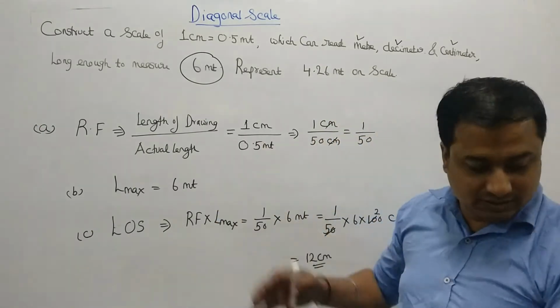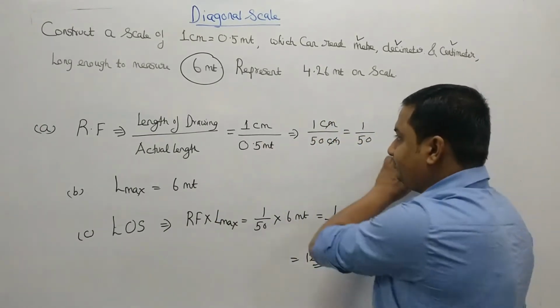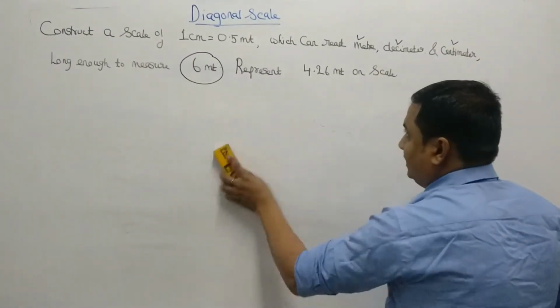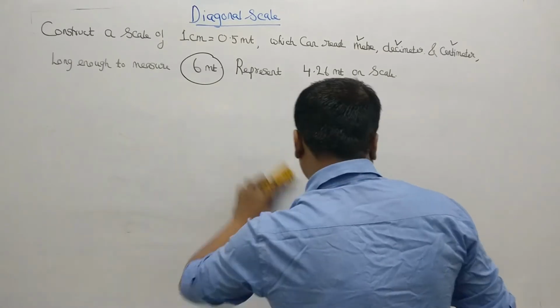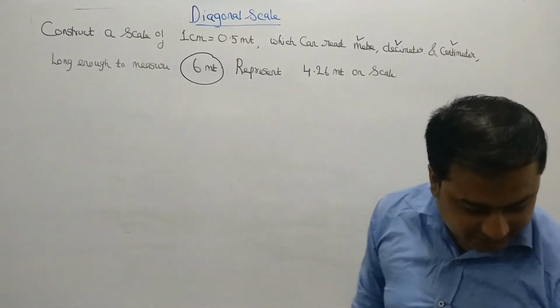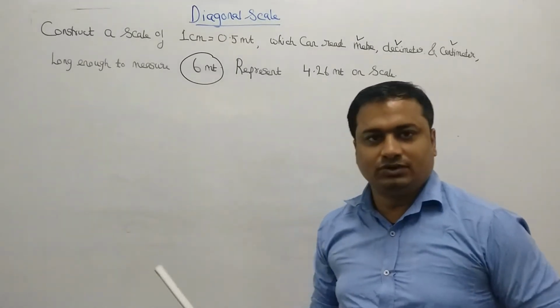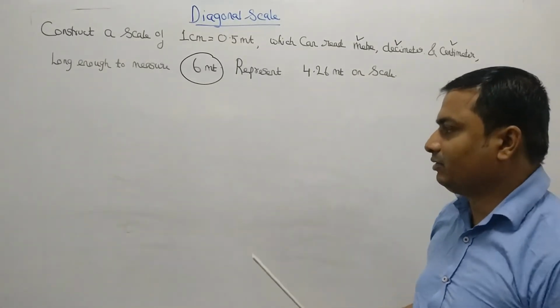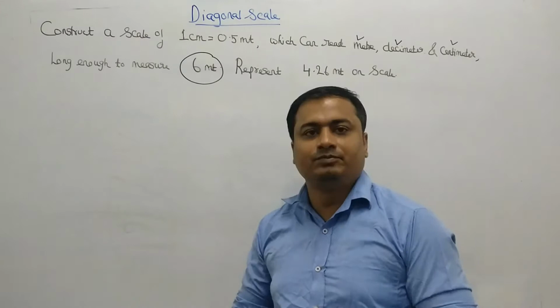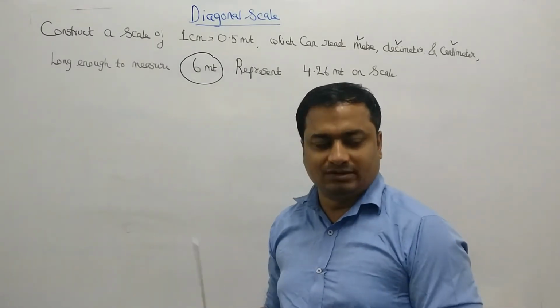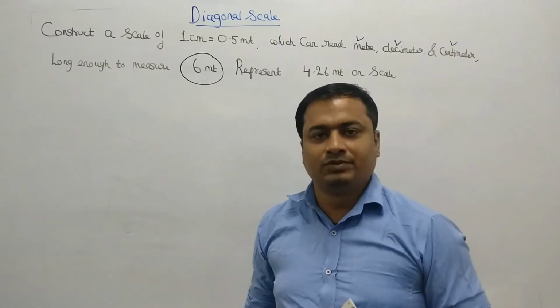Now coming to the construction of the diagonal scale. So length of scale is 12 centimeters. Now I am going to construct the diagonal scale step by step. I will be using not the actual data, but approximate data, to draw the diagonal scale. But we have to use proper measurement and the technical instruments to draw the scale.